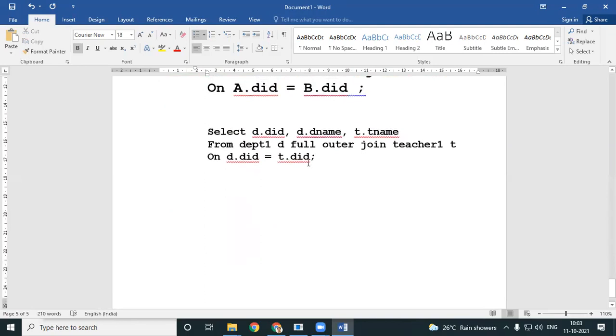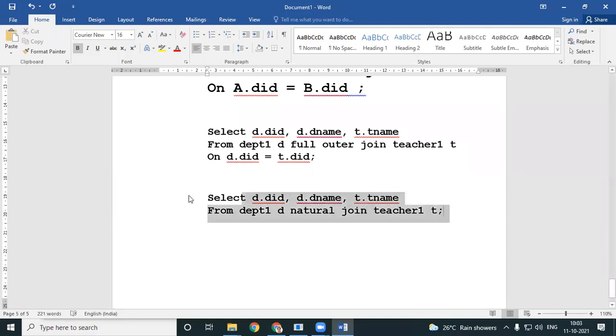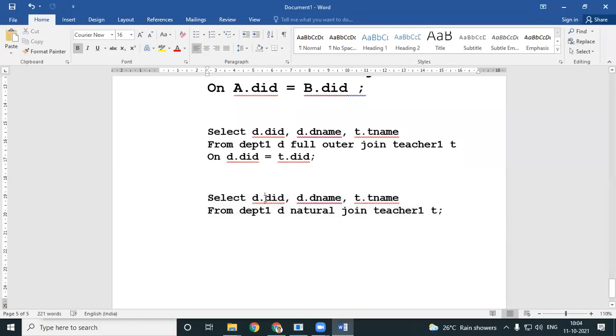So let's find out a small difference. Imagine you are doing a natural join. If you remember, in a natural join you need not have the keyword on. Look here, I'm doing a natural join. The same thing, the same table. Only thing is, I'm doing a natural join. In natural join, you need not give all this with the star.